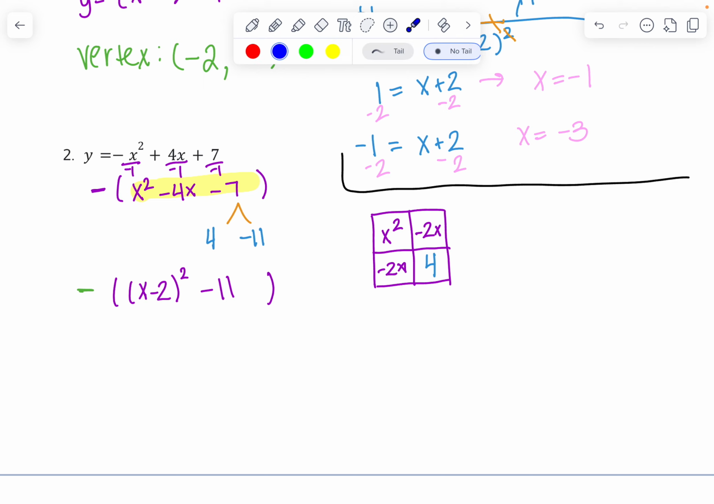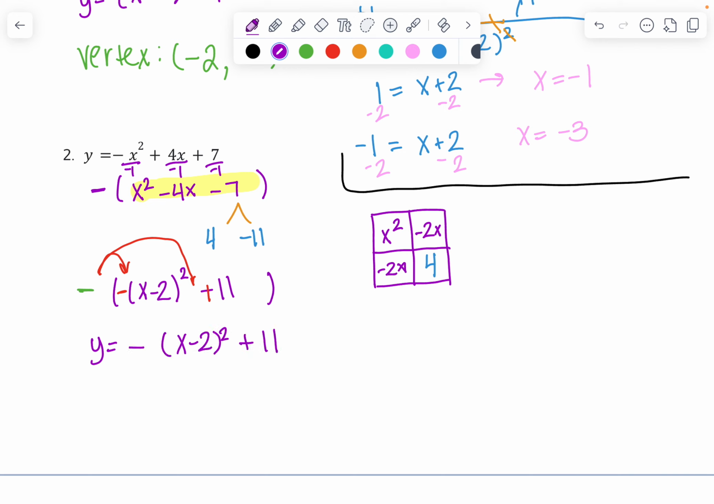The very last thing that we want to do is actually put this negative back in, right? Back into our equation. So we're going to distribute. It'll distribute to be outside of our first term. And it'll distribute to make positive 11 because negative times negative makes positive. So let's see, our final equation would be negative x minus 2 squared plus 11.